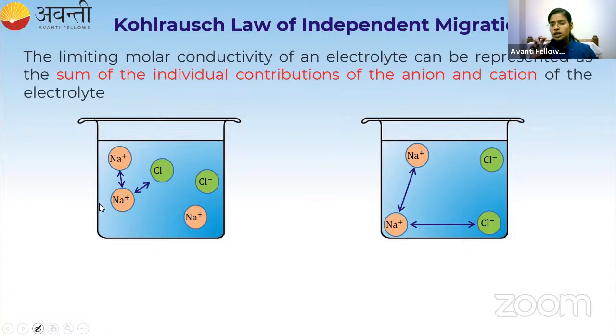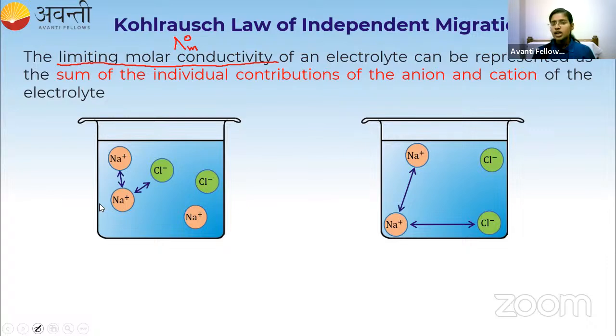The limiting molar conductivity of an electrolyte can be represented as the sum of the individual contributions of the anion and cation. The sum of the individual contributions of the anion and cation is represented as limiting molar conductivity. And this is called Kohlrausch law. So how to represent this limiting molar conductivity? We know molar conductivity is lambda m. Now what is limiting molar conductivity? If you put 0 in the superscript, it denotes limiting molar conductivity.